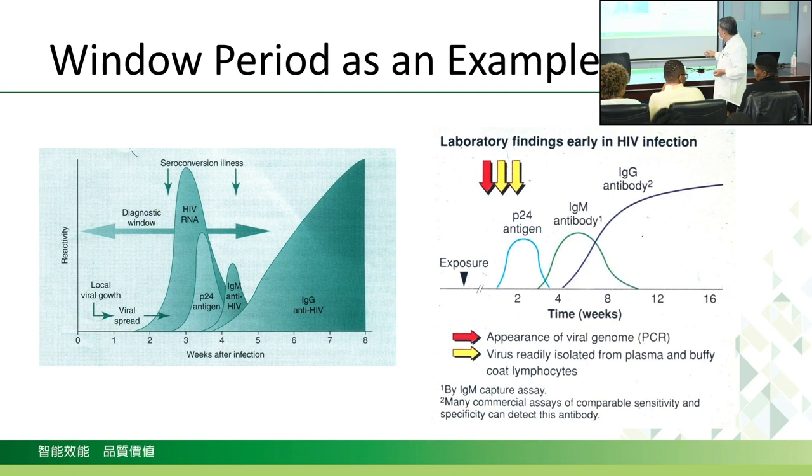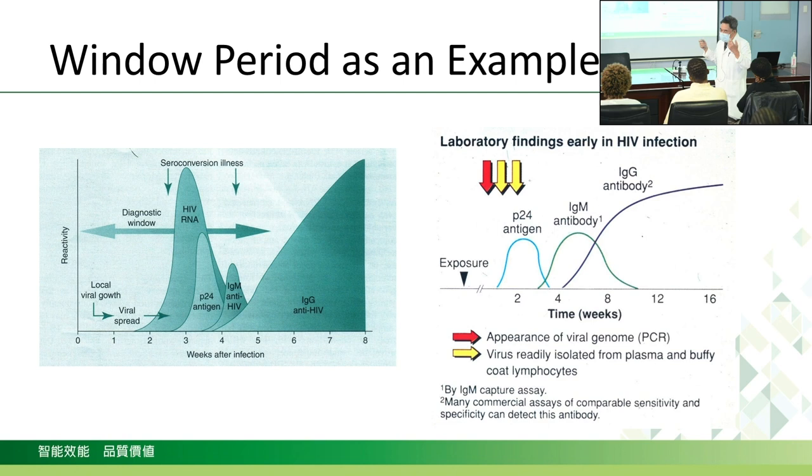And for antibody, if for screening, the rapid test for everybody, we check anti-HIV IgG, a human antibody, our own response. So the ELISA test checks IgG antibody. So this is different for what?